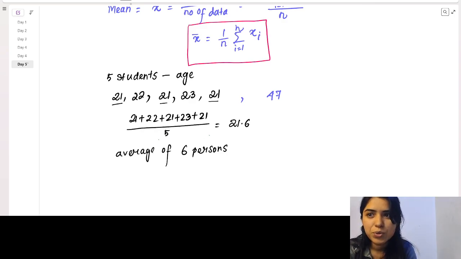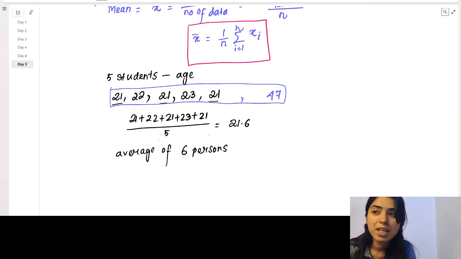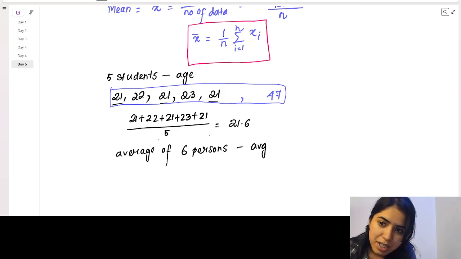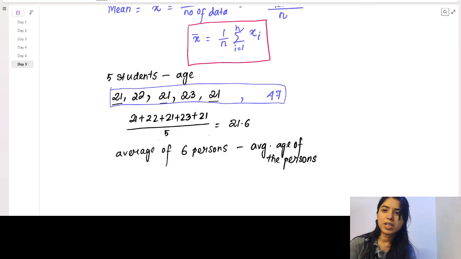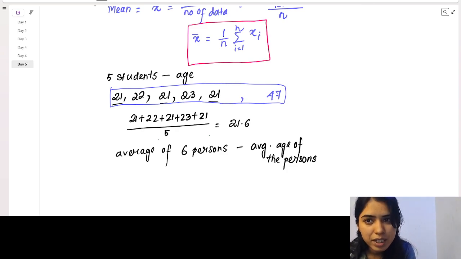Now if I ask you about the entire session, how many persons are there, what's the average age of whoever the audience is, I'm just asking you the average age of the persons present in the meeting. So 6 people are present, including the professor.